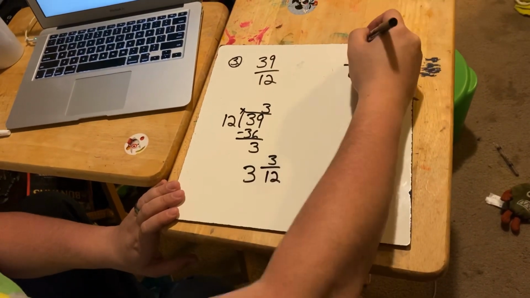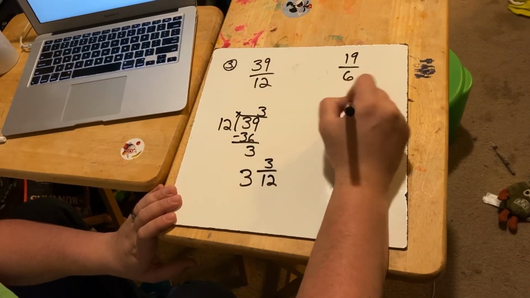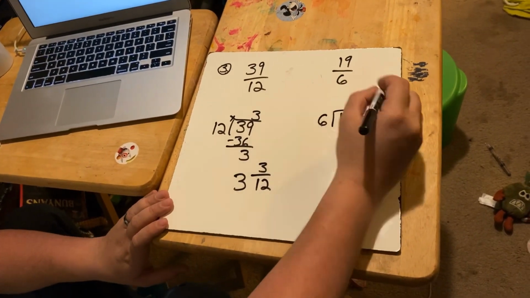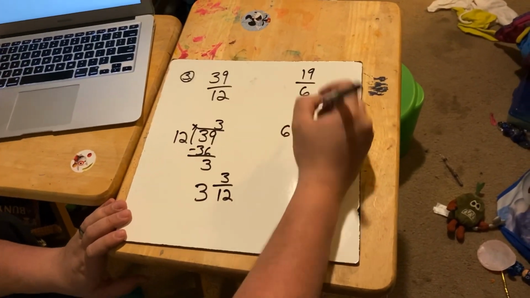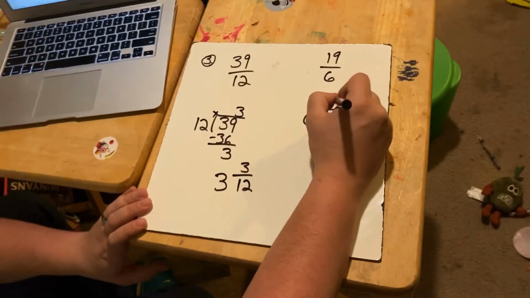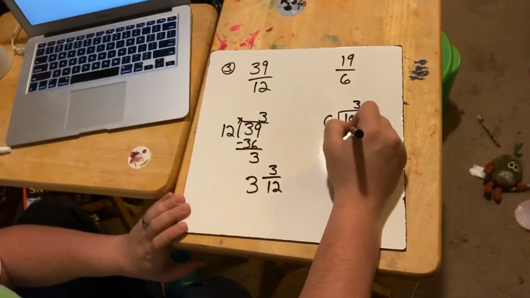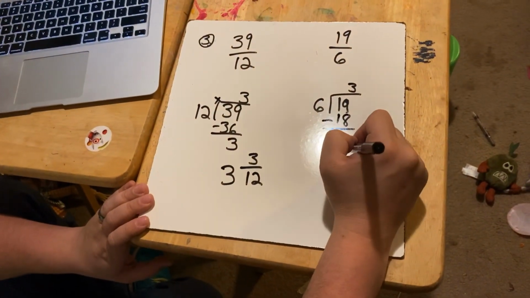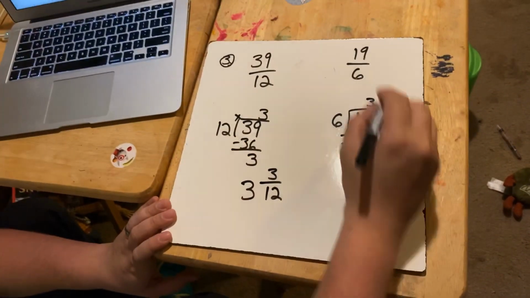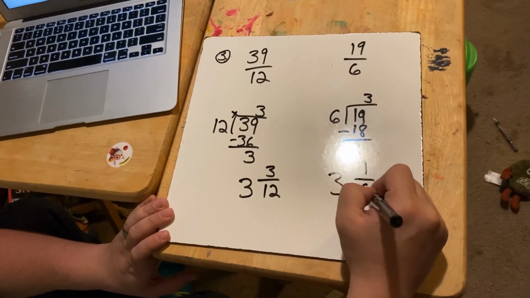Do the same thing over here with our second fraction. 19 divided by 6. Well, 6 times 1 is 6. 6 times 2 is 12. 6 times 3 is 18. 6 times 4 is 24, but that's way too big. So we're going to say 6 times 3. 3 times 6 is 18. And that's going to leave me with a 1. And my new fraction is going to be 3 and 1/6.